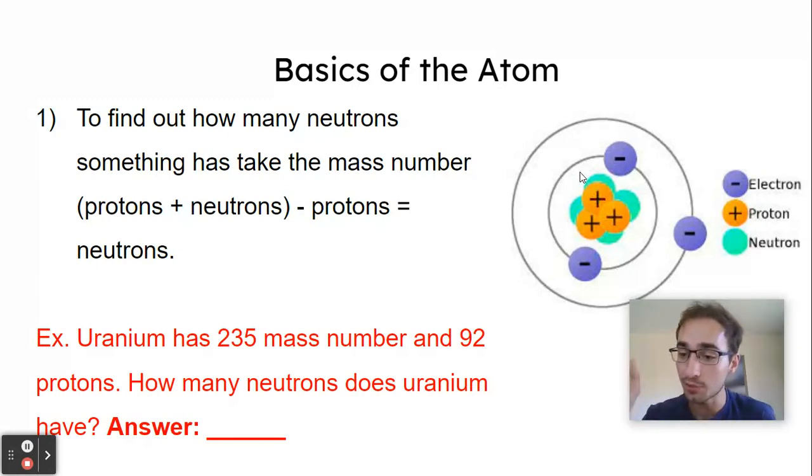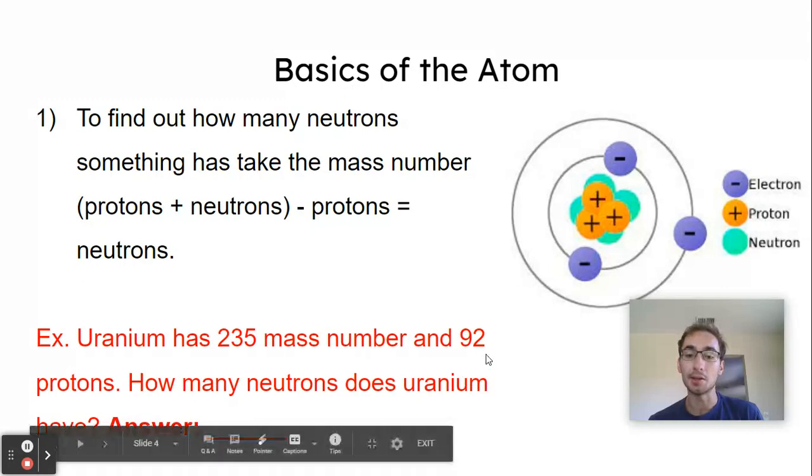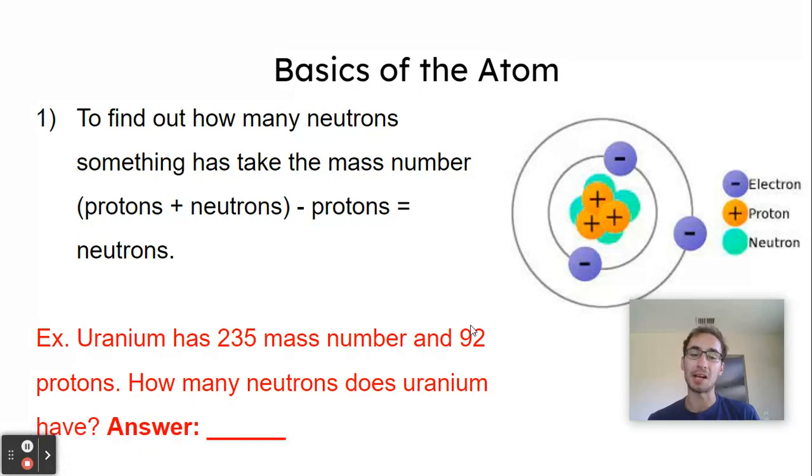Uranium, a super big atom. Uranium has a mass number of 235, and you know it has 92 protons. So how many neutrons does uranium have? It weighs 235 total, with 92 protons. So how many neutrons will uranium have?